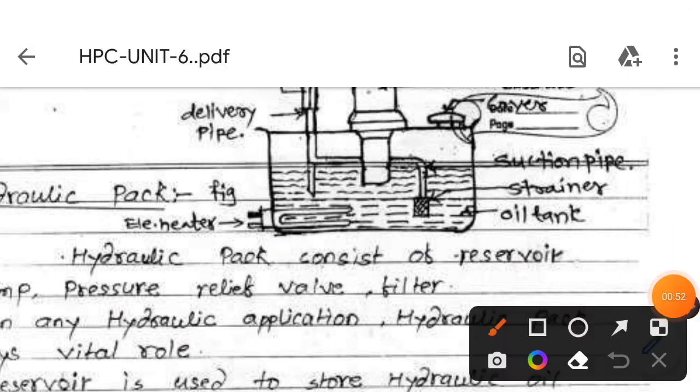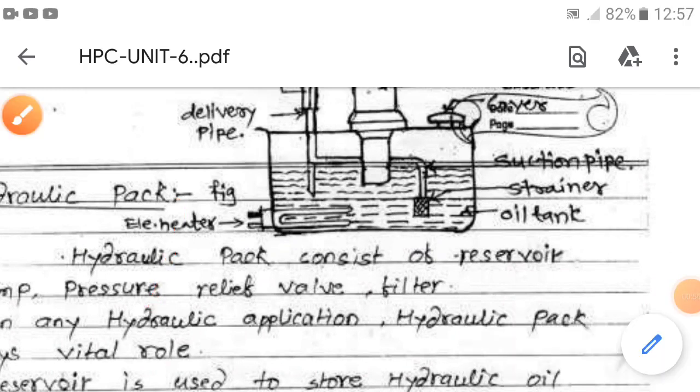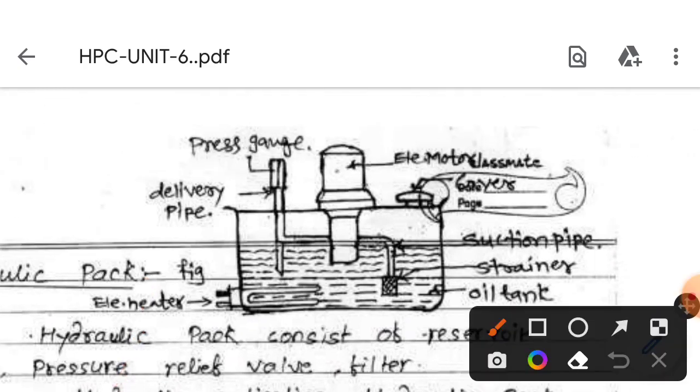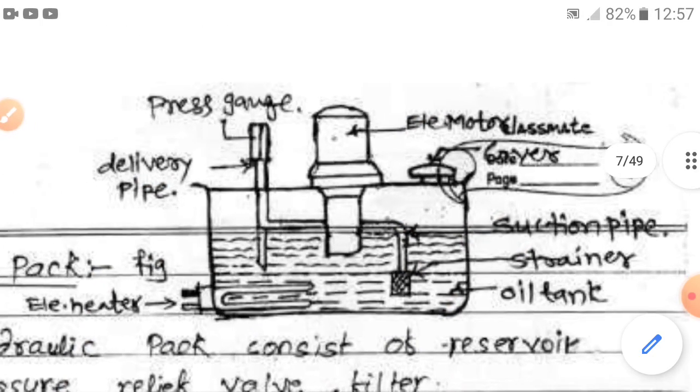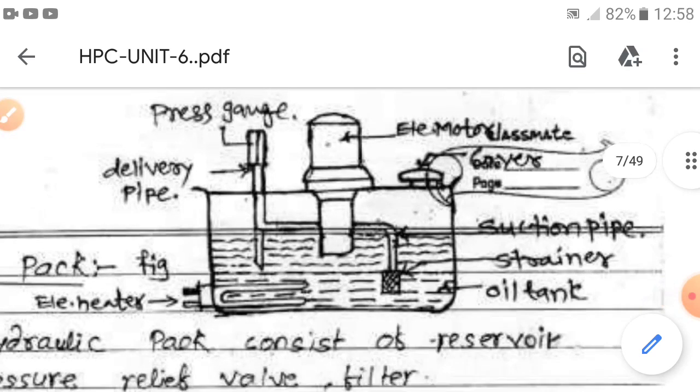It consists of oil tank, strainer, suction pipes. So this is a reservoir, this is a strainer, suction pipe. Pressure gauge, delivery pipe, electric motor. So all these components. See in the figure, this is the construction of a hydraulic power pack.